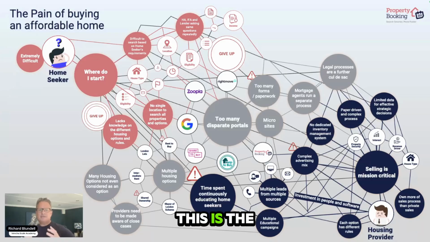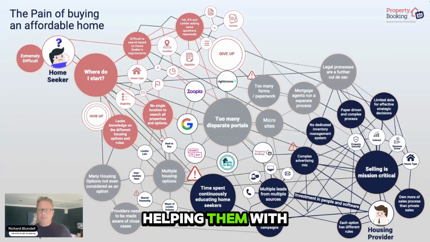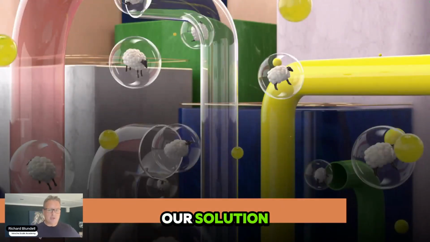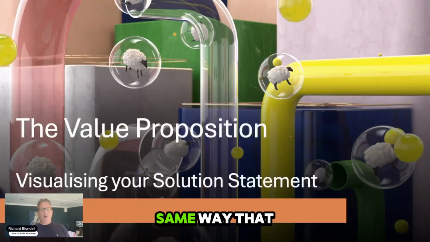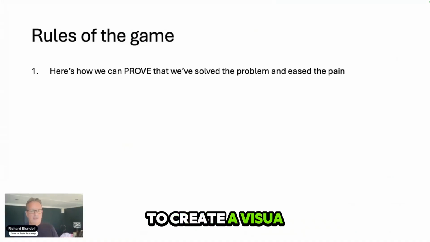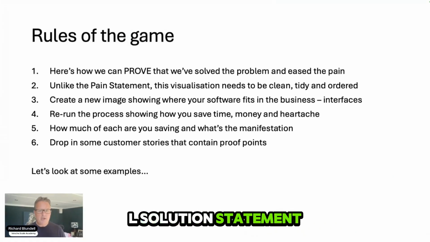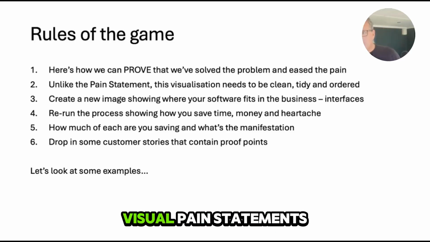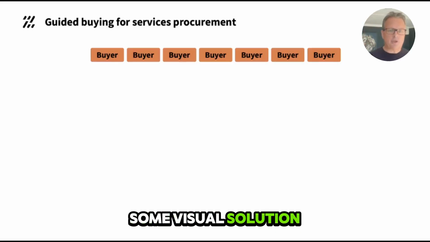At the moment, this is the pain that our software solves. Now we need to move on to helping them with our solution. And in the same way that we created a visual pain statement, we now need to create a visual solution statement. So let's have a look at some visual pain statements, some visual solution statements.